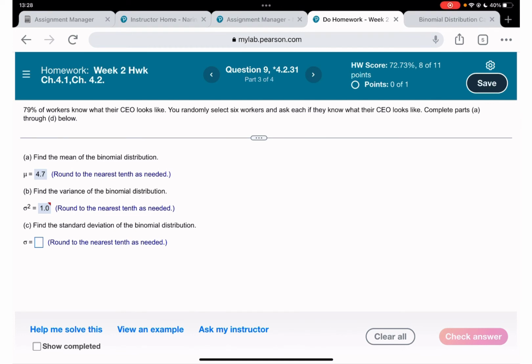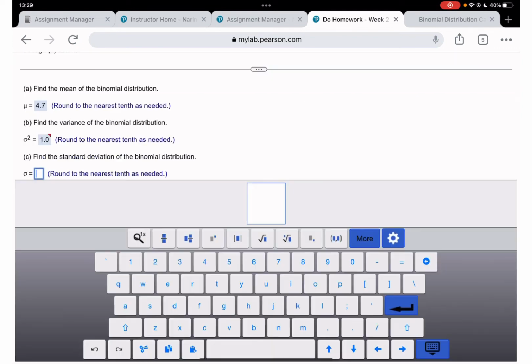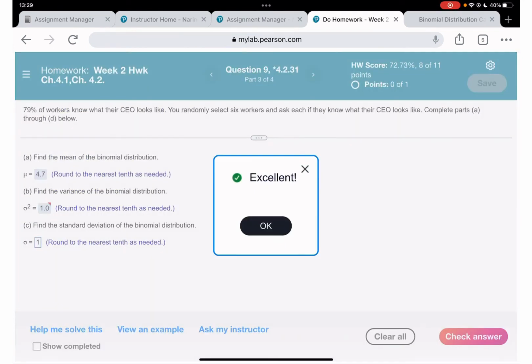They said the nearest 10th. How much did I have? 0.99? Oh, rounding. Okay, at least you know. Yeah, if I round once more, it's going to be 1.0. Okay, well. Now, standard deviation, I'm going to take square root of 1. It's going to be 1. Okay.